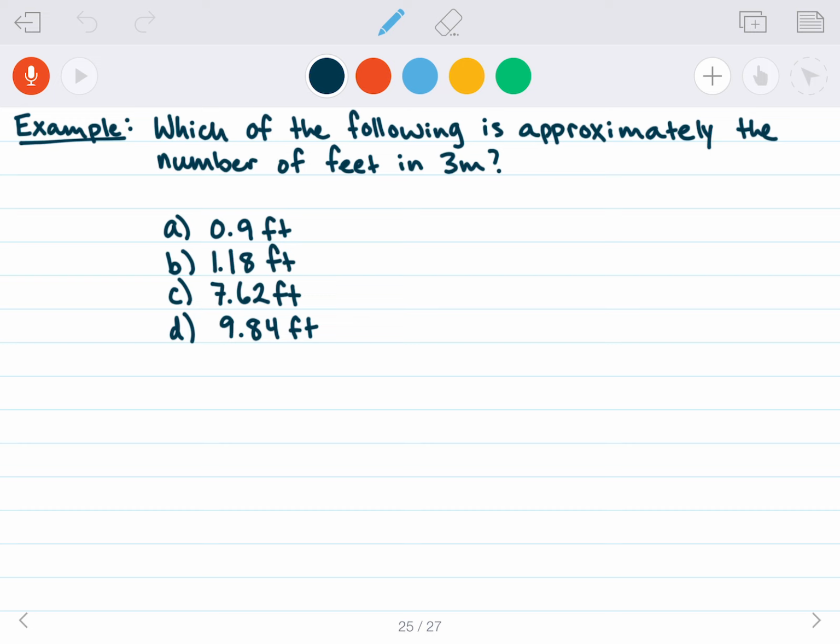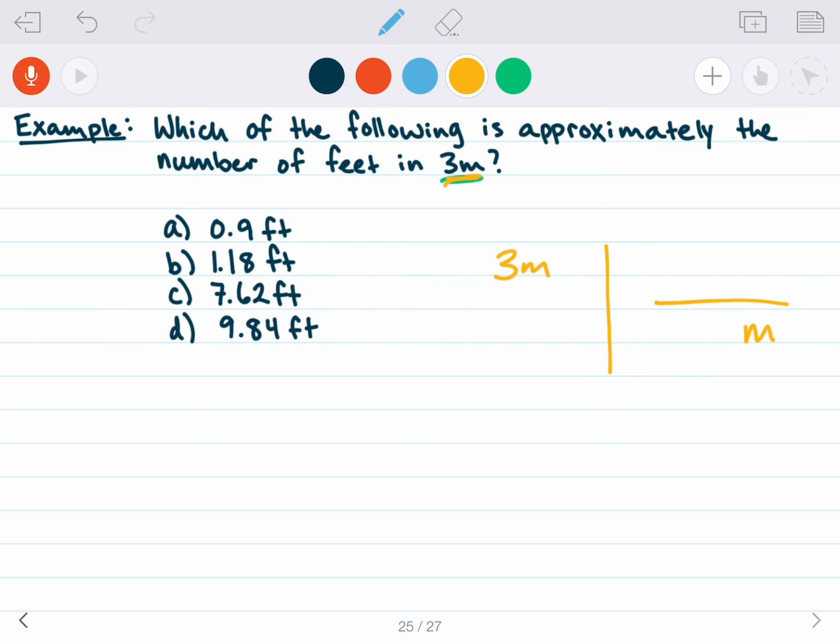Which of the following is approximately the number of feet in 3 meters? So I'm starting with 3 meters, and I want to go from meters to feet. Well, what needs to be on the bottom? Better be something in meters to cross it out. Well, what goes on top? Well, what's our conversion, meters and feet?